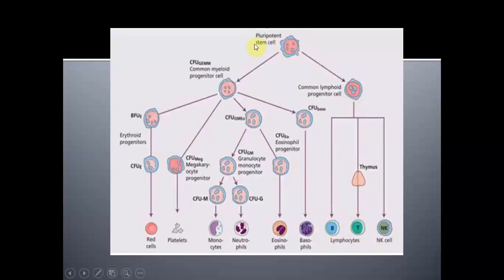The other subset of the pluripotential stem cell is the common myeloid progenitor cell. The common myeloid progenitor cell, under the influence of appropriate growth factors, is going to give me erythroid progenitors, common myeloid or white blood cell progenitors, and basophilic progenitors. According to the growth factors, they will give me the end mature cells, which can be red blood cells, platelets, monocytes, neutrophils, eosinophils, or basophils, depending on the drive, which is the appropriate growth factor and the bone marrow environment.